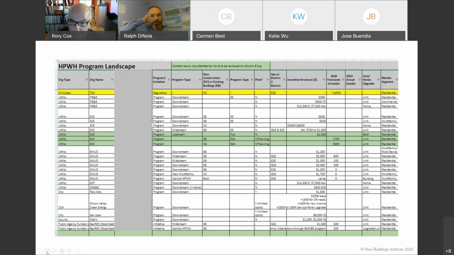So as part of the initiative, we have tracked over 16 programs that are incenting heat pump water heaters in the state. And there's a lot of complexity in terms of which part of the market they're serving. Are they upstream, midstream, or downstream? What is the amount of incentive available? Who's offering it? And could these incentives actually be put together in some way to provide more inducement for customers to make this choice, or contractors or distributors?